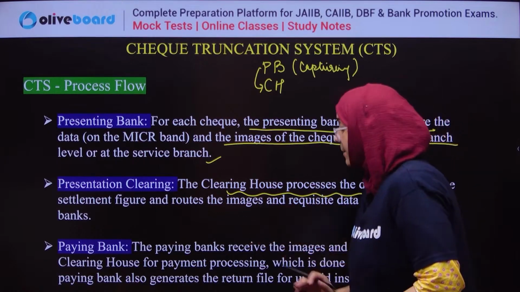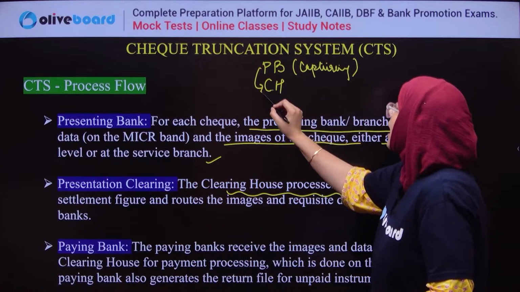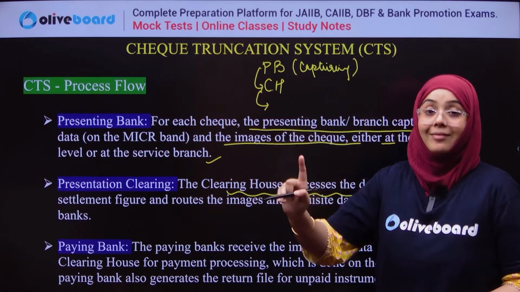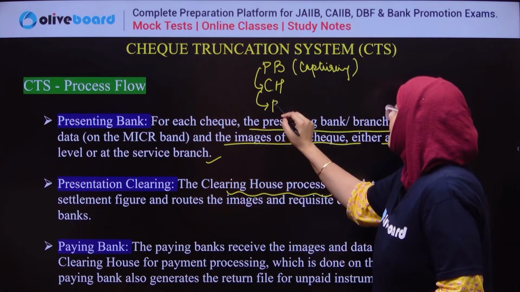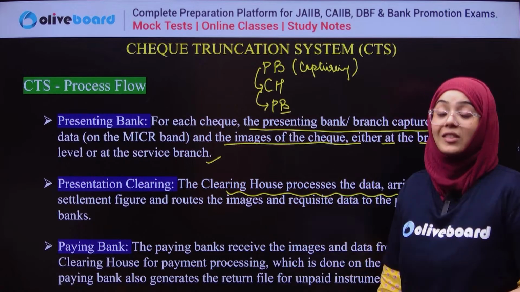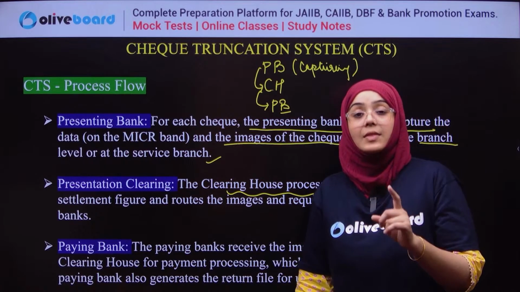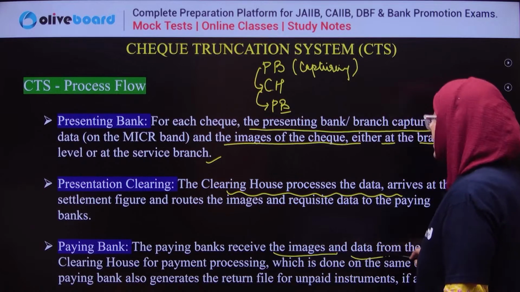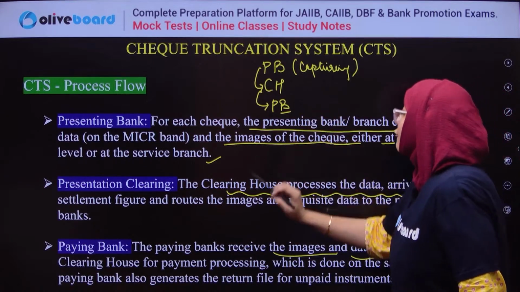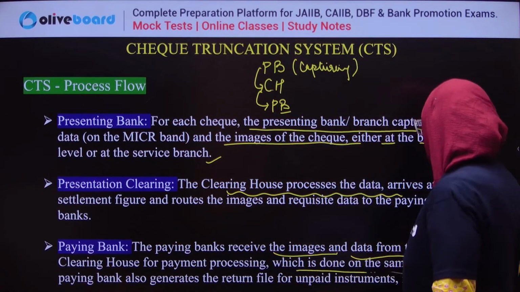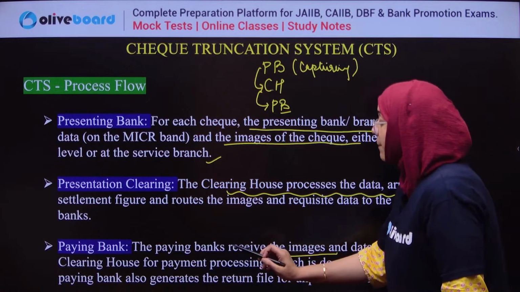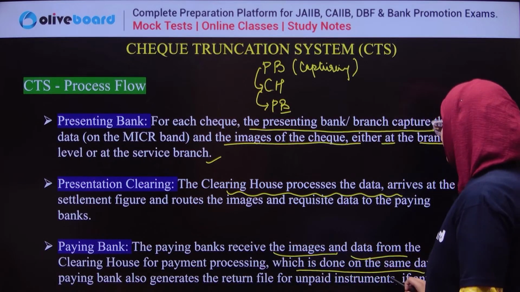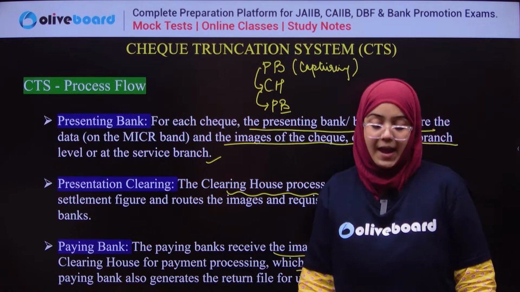Now there is a paying bank. Now that clearing house transfers this settlement figure to the paying bank, the one bank which is responsible to pay the amount. Okay, so the paying bank receives the image and the data from the clearing house for payment processing, which is done on the same day. The paying bank also generates the return for the unpaid instrument, if any.